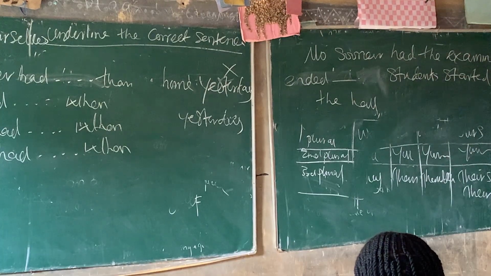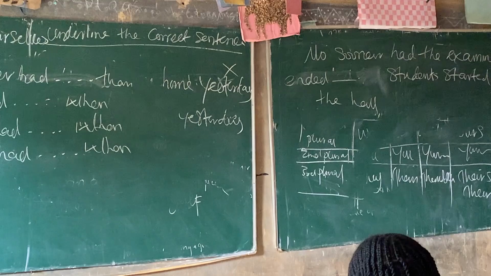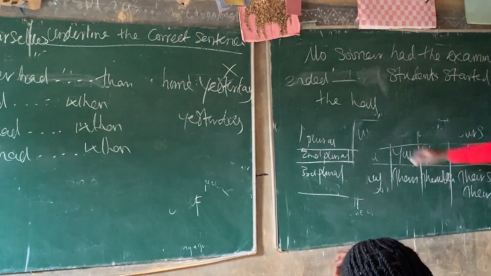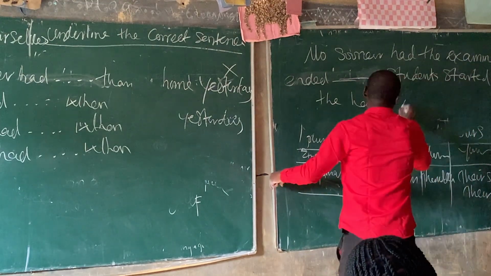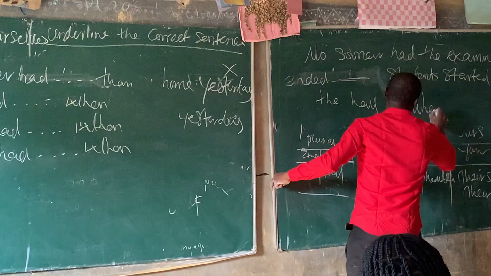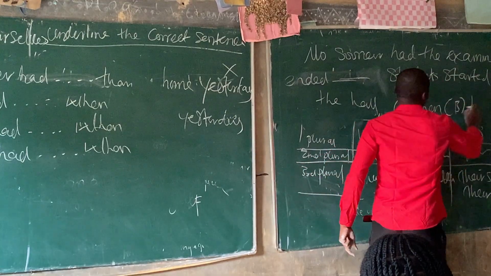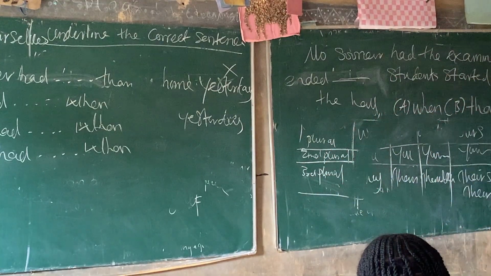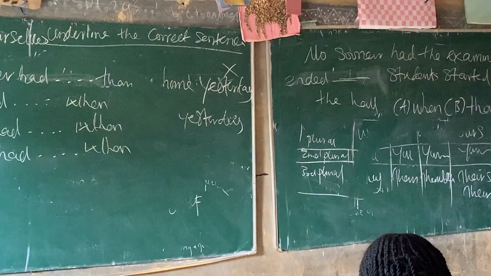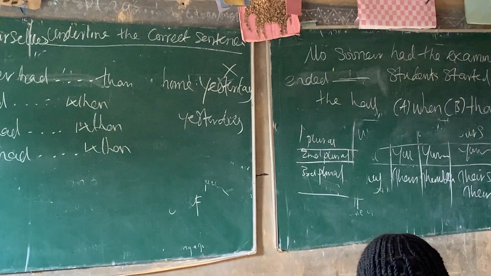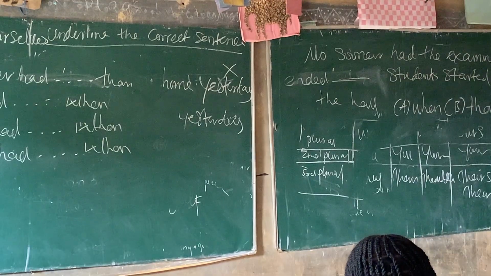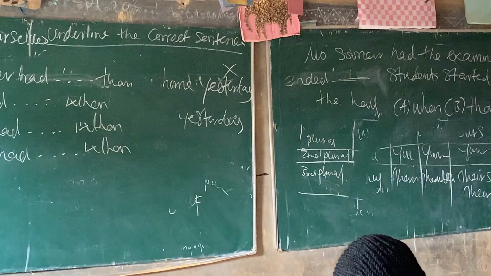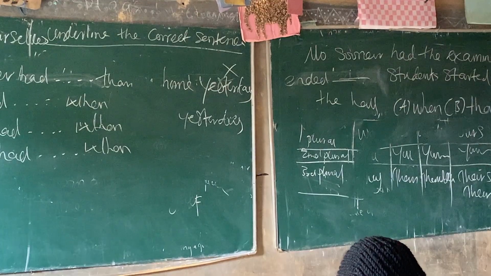Trying to figure out, because no sooner had the examination ended, that student started vacating the hall. What's the answer? Is it A, when, or B, that? Just choose one. No sooner had the examination ended, that student started vacating the hall.